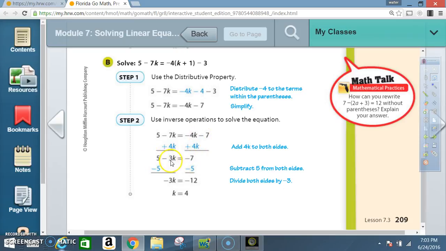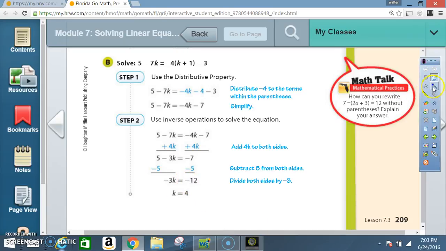Now I've got 5 minus 3k is equal to a negative 7. I want to get the negative 3k by itself. So to do that, that 5 has to disappear. To make it disappear, what's the opposite of a positive 5? A negative 5. When I do something to one side, I do it to the other side. A negative 5 combined with a positive 5 goes to 0, or you can just say 5 minus 5 is 0. That's gone. So what are you left with? A negative 3k. Now you've got a negative 7 and a negative 5. A negative 7 added to a negative 5 is a negative 12.